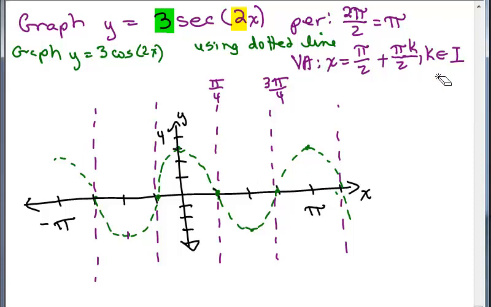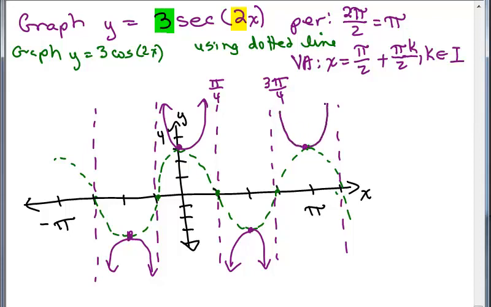All right, so those are our vertical asymptotes. And then from there, once you have those, it's easy to graph. We take the minimum and maximum values we see for the cosine, and we choose those opposites. So if it's a minimum for the cosine, it's a maximum for the secant, and we've got this graph right here. Remember that you use the asymptotes as guidelines.